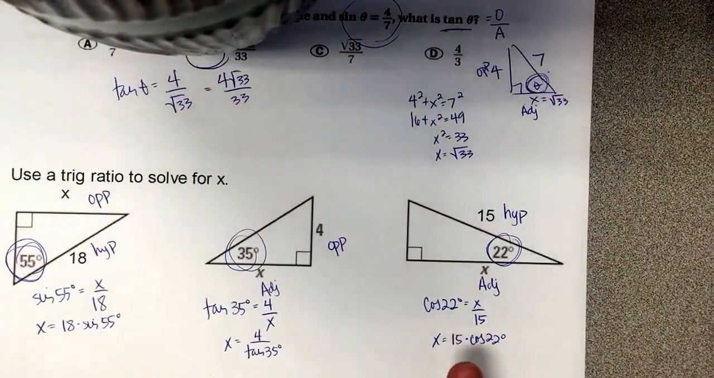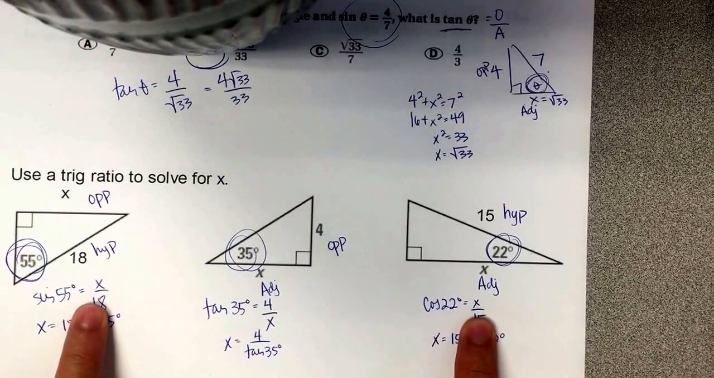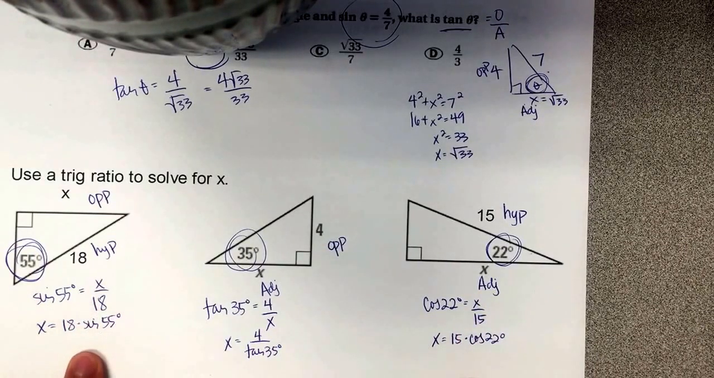So rules of thumb you might want to write down. When x is in the numerator, you're going to multiply. When x is in the denominator, you're going to divide. Okay, so you might want to take a minute and write that down.